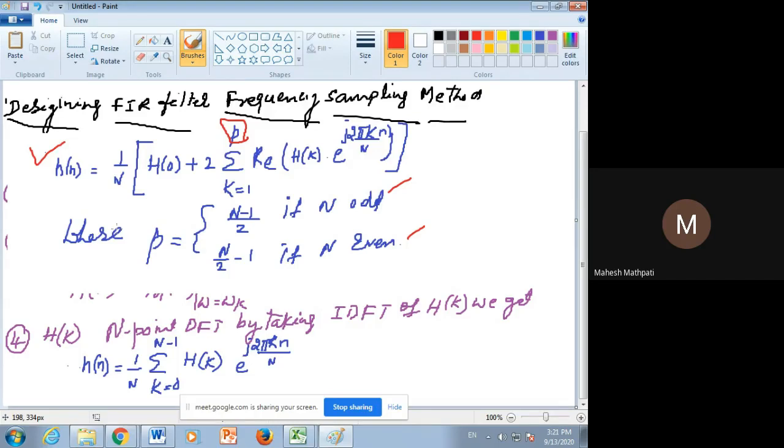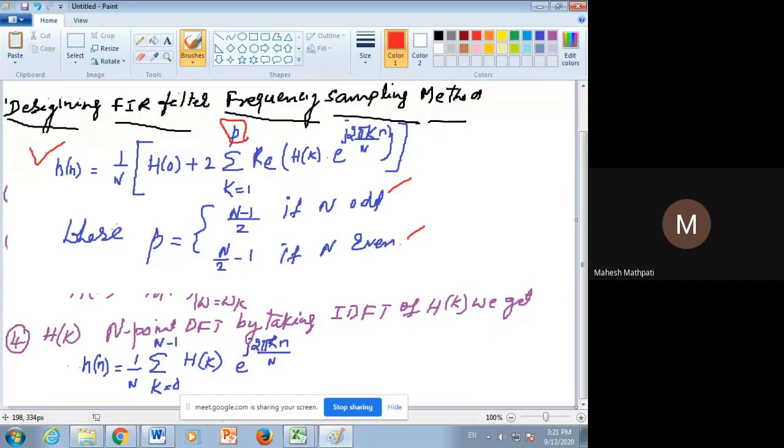So let us take an example. You may expect this as a theory question also. They will ask you to explain the steps for designing an FIR filter using the sampling method, 4 marks. So there you need to write all these 4 methods. Right?